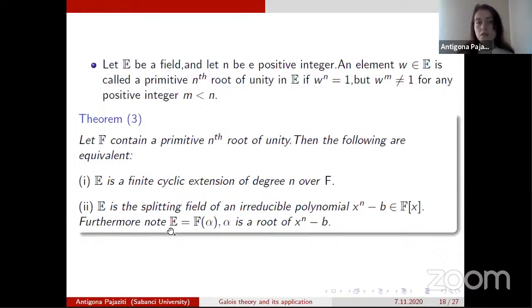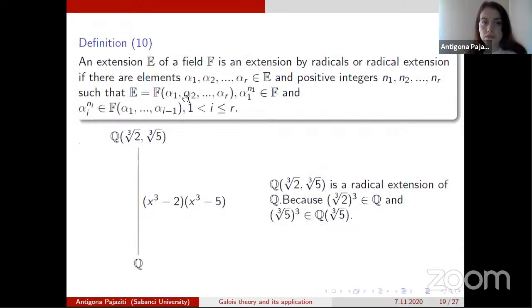The proof of this theorem is not that hard. We can prove this theorem by using the definition of cyclic extensions and the definition of a polynomial being irreducible over some field. For those who want to know the proof of this theorem, you can contact me after the presentation. I'm not going to give any proof of theorems. I'm just going to give the results and some examples for you to maybe see it more easily.